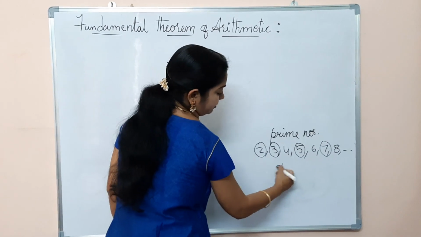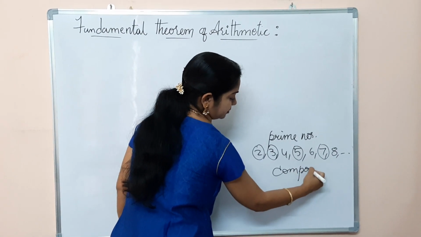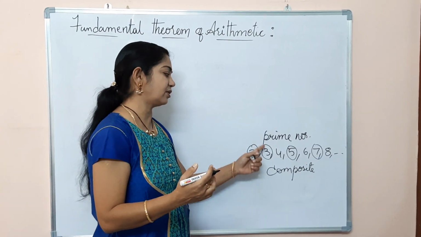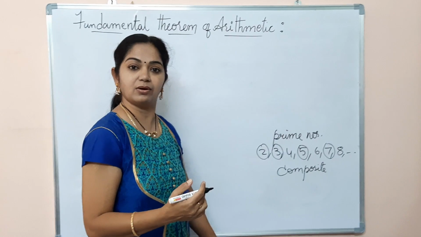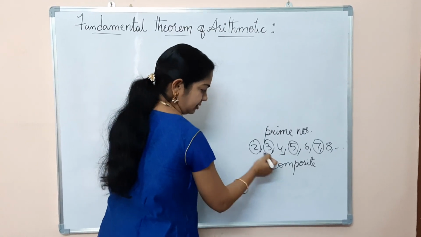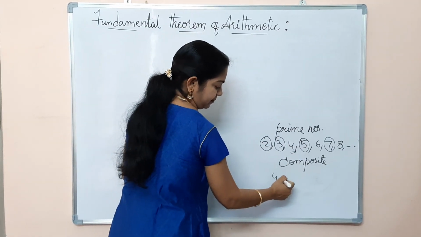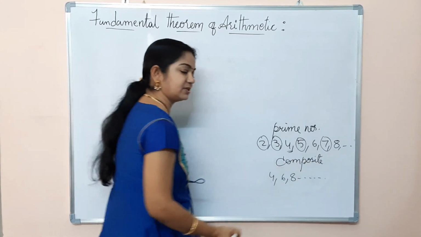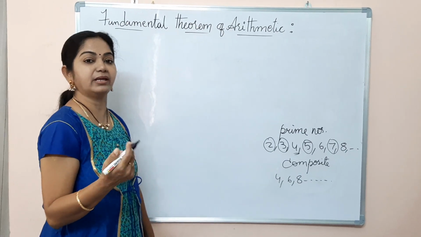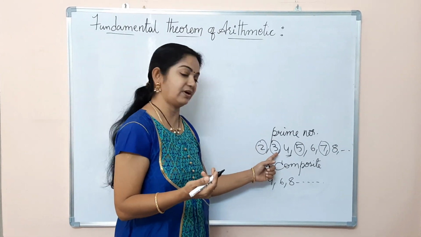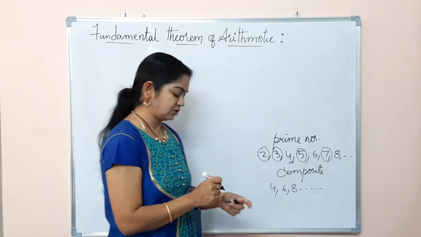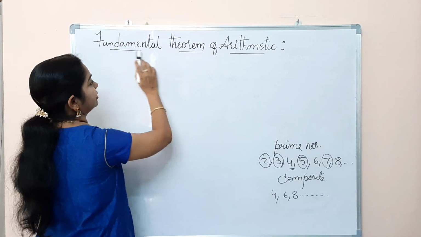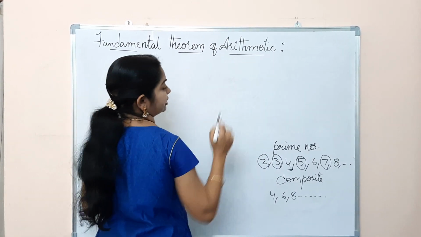Then what are composite numbers? The numbers greater than 1 and which are not prime numbers are called composite numbers. That means they are greater than 1: 4, 6, 8, and so on. Composite numbers have many factors. For prime numbers, the factors are 1 and itself. So with this concept, let's quickly see this theorem, the fundamental theorem of arithmetic.